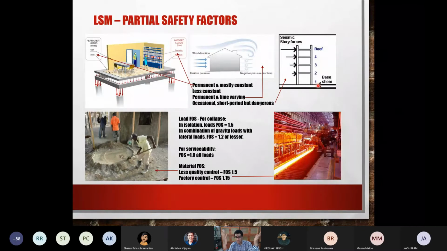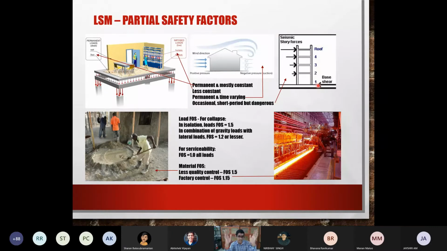For example, say the load is 3 kilonewton per meter square. If you're taking only one single load, say that is the dead load, then for design you have to consider 3 into 1.5, which is 4.5 kilonewton per meter square.